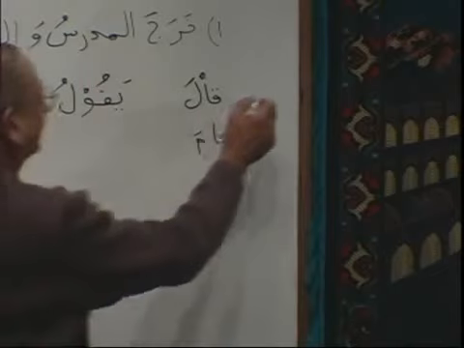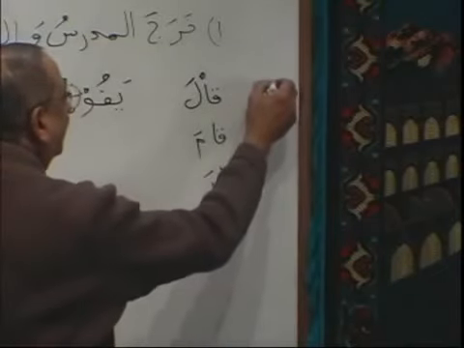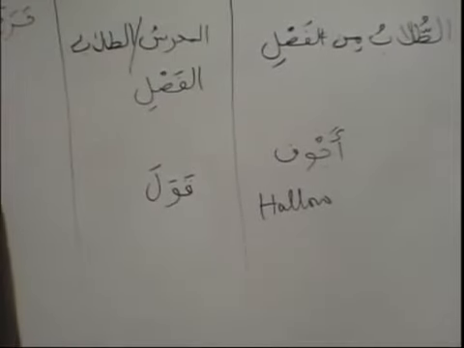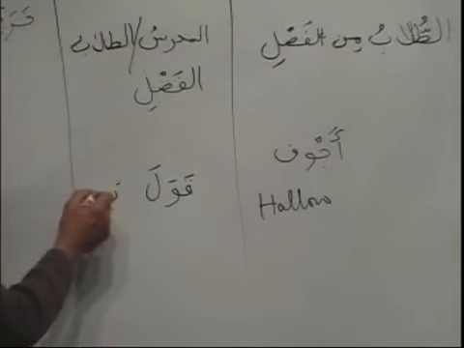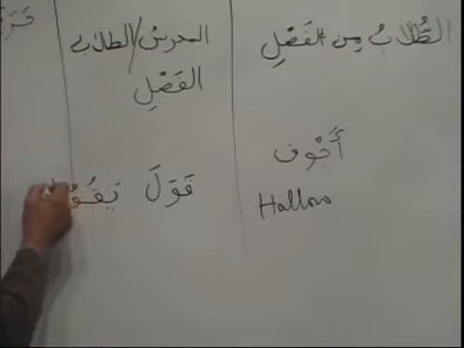It is also waw. So what is the root? Qawala. What is the root? Qawala. Qawala changes into Qala. Now if it is Qawala, brothers and sisters, and if I tell you it is Bab Nasara, what did I say? Bab Nasara. Change this now. It will be Yaqwulu.